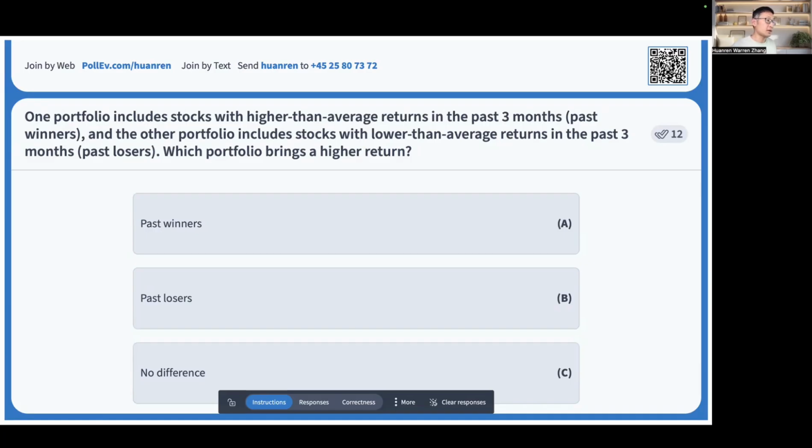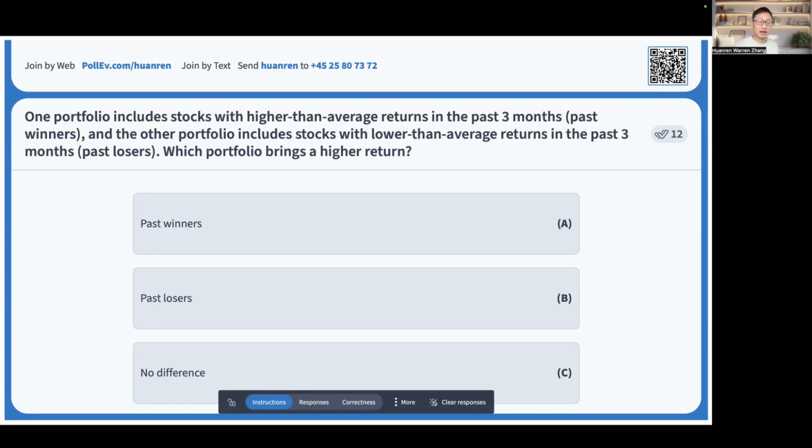Now the third question. One portfolio includes stocks with higher than average returns in the past 3 months. We call that portfolio past winners. And the other portfolio includes stocks with lower than average returns in the past 3 months. We call those stocks past losers. Which portfolio would bring you a higher return? In other words, which portfolio would you invest in so that you can earn a return higher than the market return?